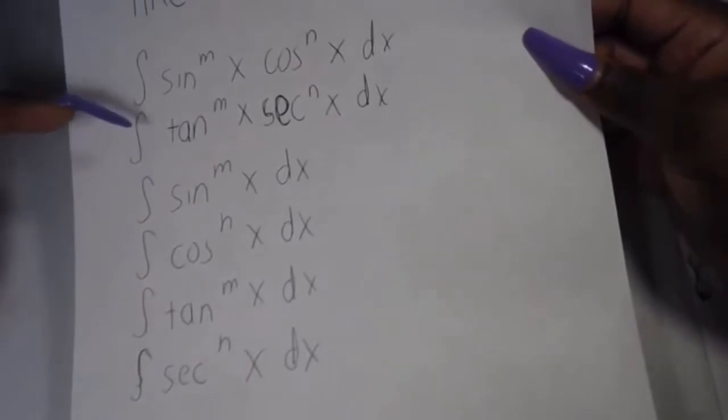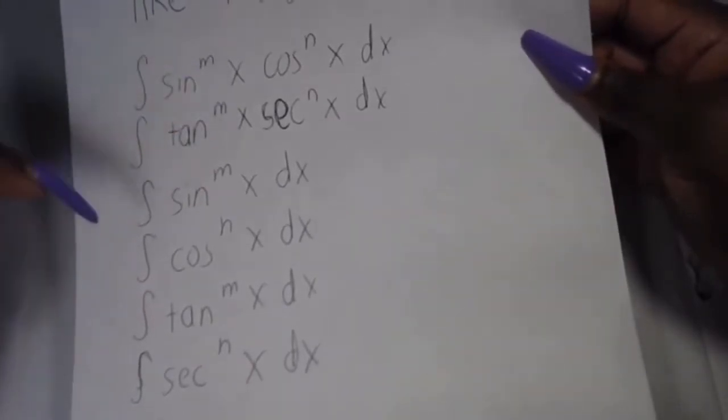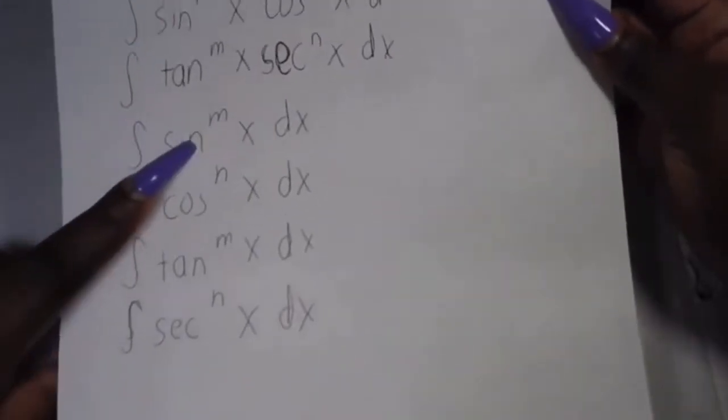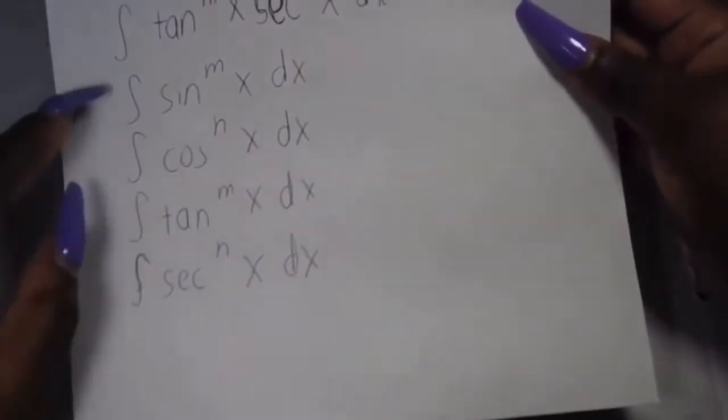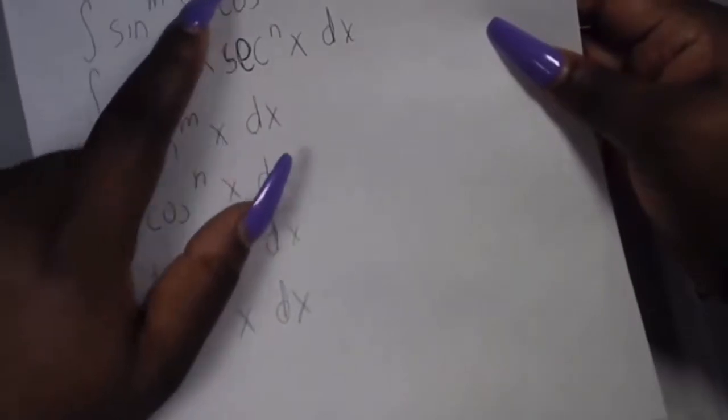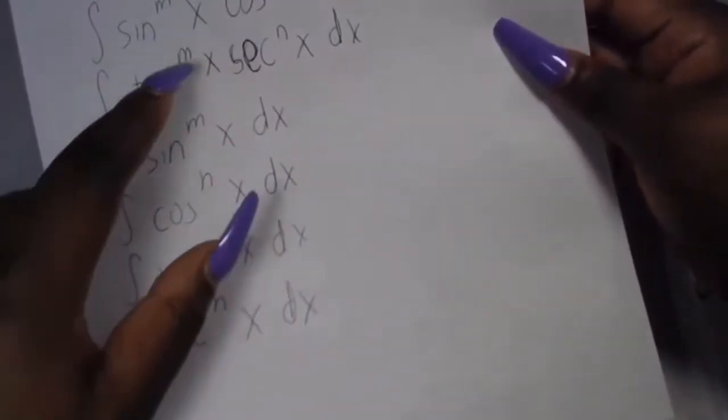We're also going to work on the integral of tan x to the m power times secant x to the n power dx. Also, we're going to work on integrals that look like sine x to the n power dx, cosine x to the n power dx, tan x to the n power dx, and secant x to the n power dx.